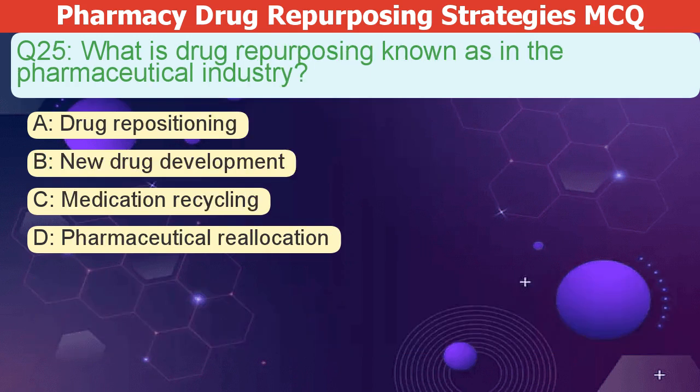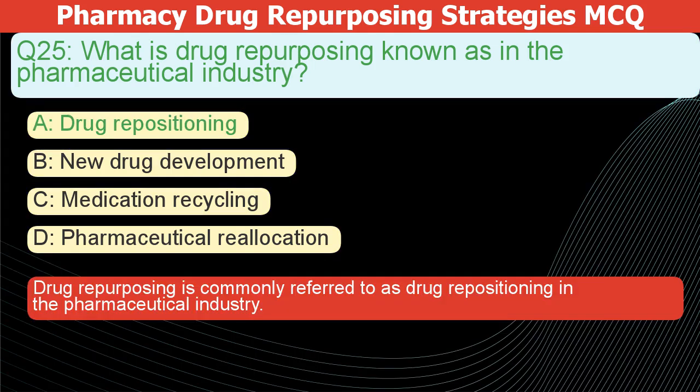What is drug repurposing known as in the pharmaceutical industry? A. Drug repositioning. B. New drug development. C. Medication recycling. D. Pharmaceutical reallocation. The correct answer is A. Drug repurposing is commonly referred to as drug repositioning in the pharmaceutical industry.